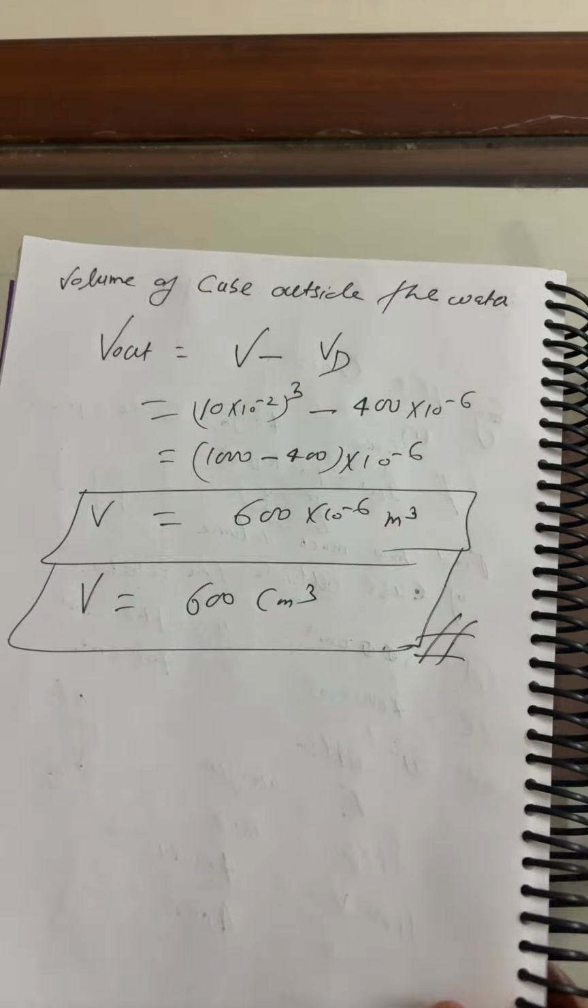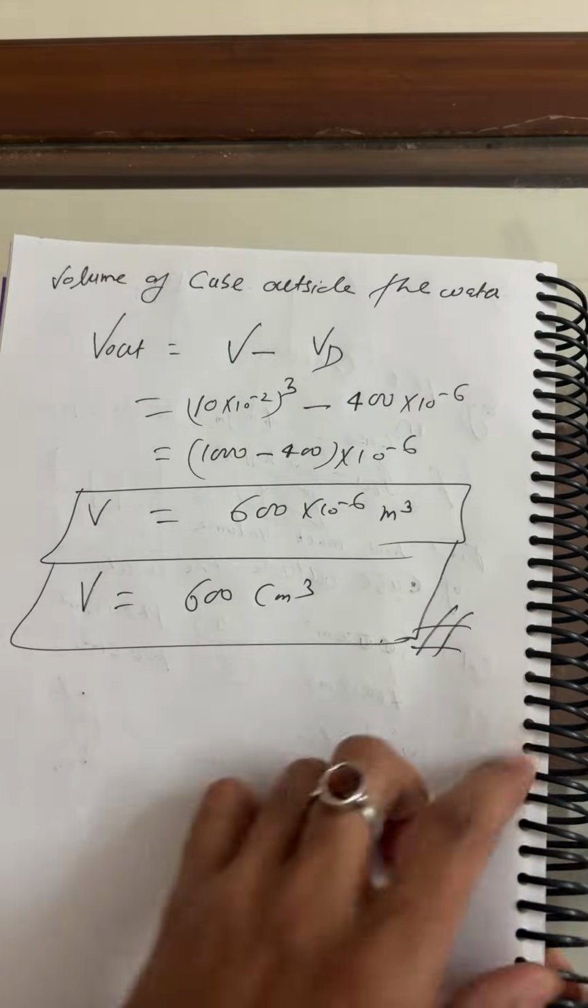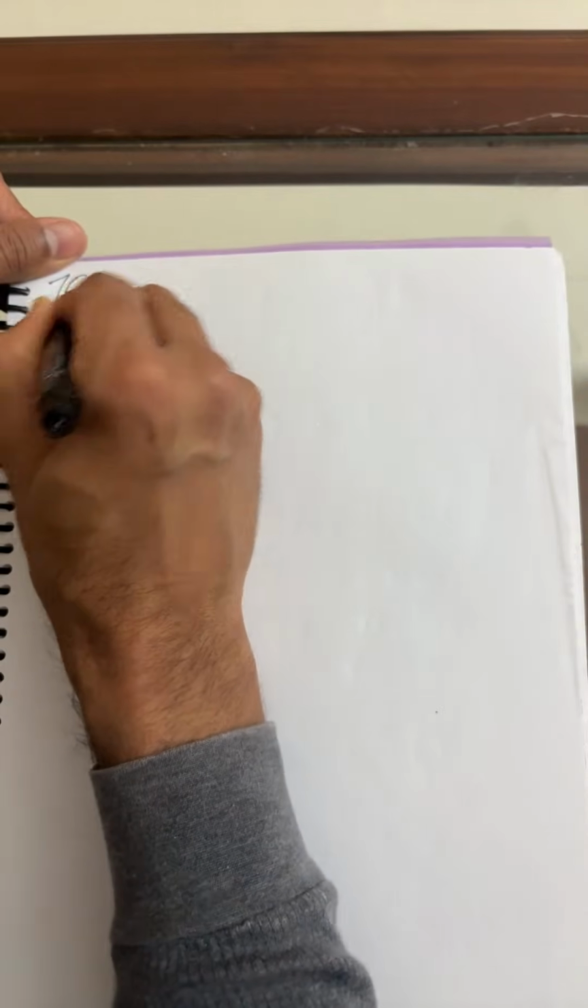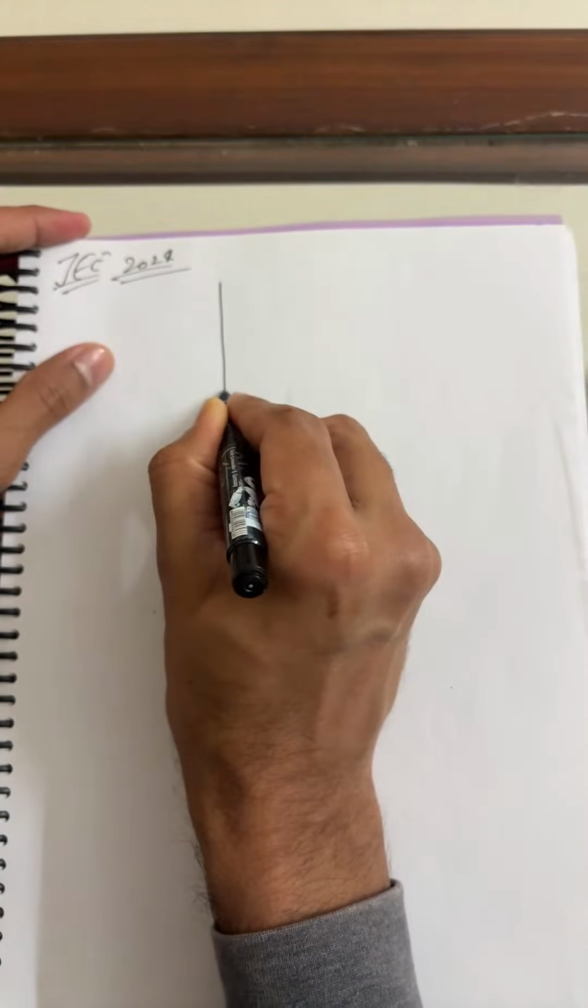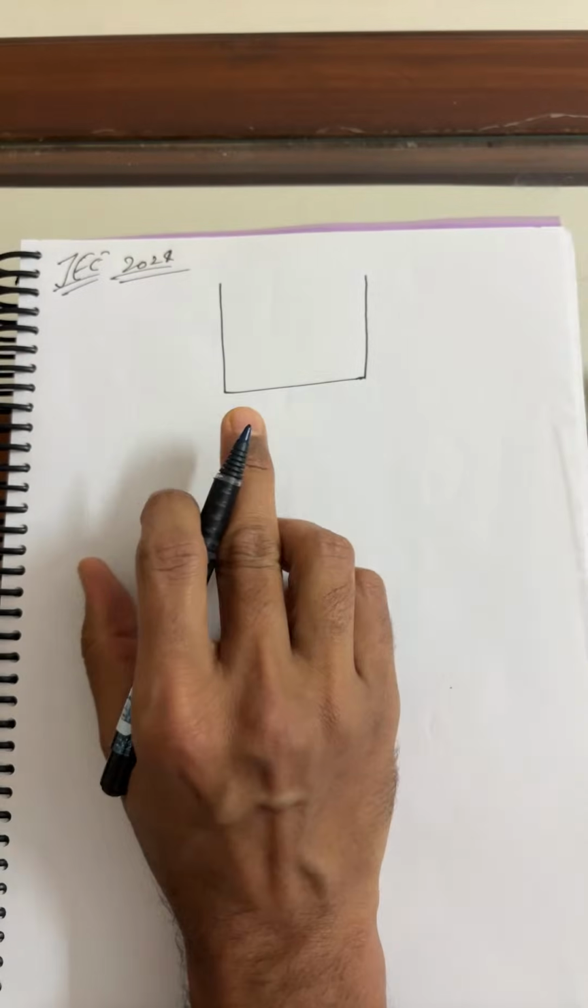This is JEE 2025. Have a look at the next question here. This question is from 2024, JEE 2024. What is this question? This question I already did. So what is the question, my dear? You can see there is a container. This question I did.